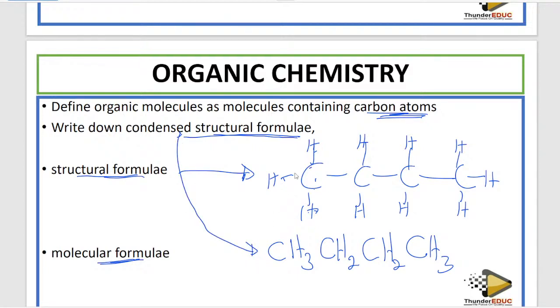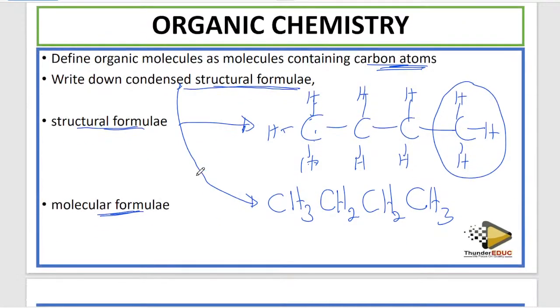It must show all the bonds in an atom. The condensed structure formula shows how many atoms are bonded with each other, like how many hydrogens are linked to that carbon atom. So in the structure formula you show the bonds on each, but if you are condensing them, that's why we say condensed structure formula. I think I'm clear there.